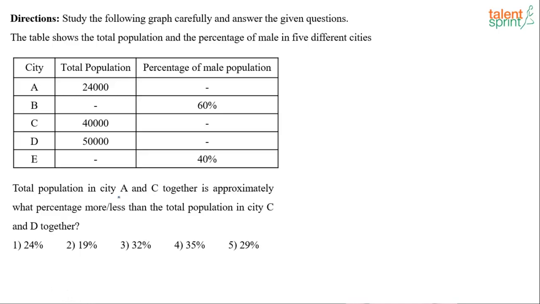Total population in A and C together is approximately what percentage more or less than the total population in C and D together? A and C together. Total of A and C is how much? 24 and 40, 64. Is approximately what percentage more or less than the total population of C and D together? What is C and D together? C and D together is 90.